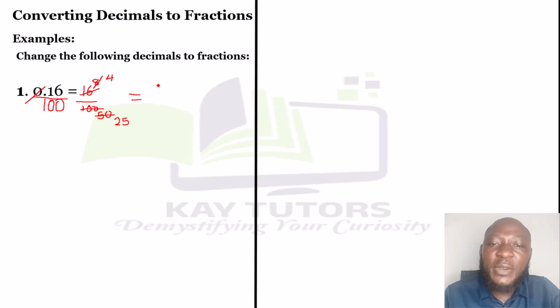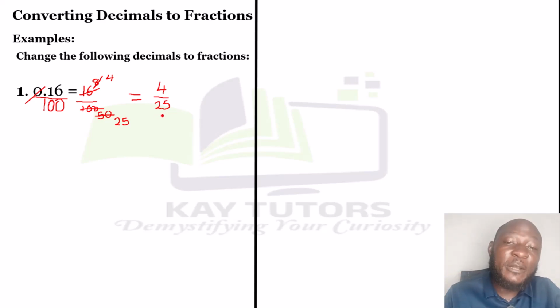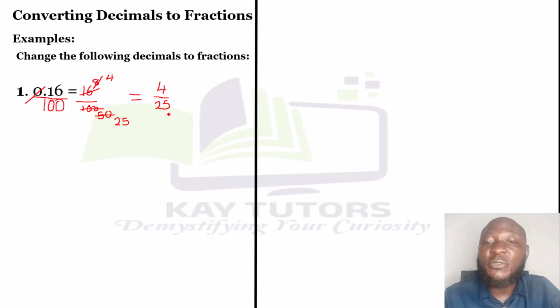4 over 25 is my final answer because nothing can go into 4 and 25 at the same time without remainder except 1. So if we keep dividing the numerator and the denominator by 1, we'll keep getting the same number. For instance, 4 divided by 1 is 4 and 25 divided by 1 is 25. So we have succeeded in changing 0.16 to a fraction, and the value of 0.16 in fraction is 4 over 25.